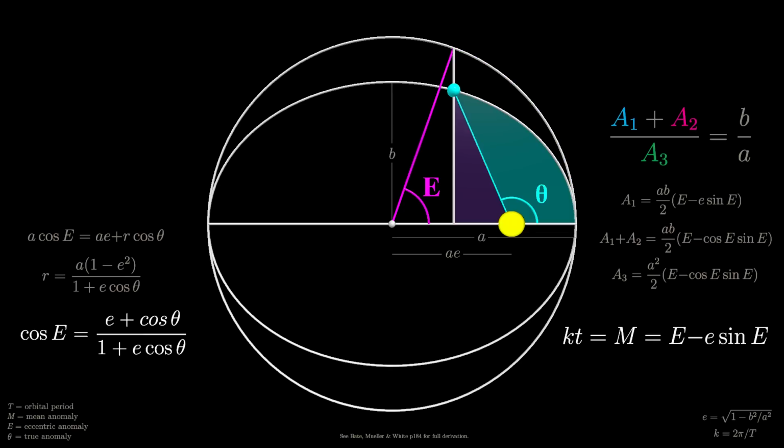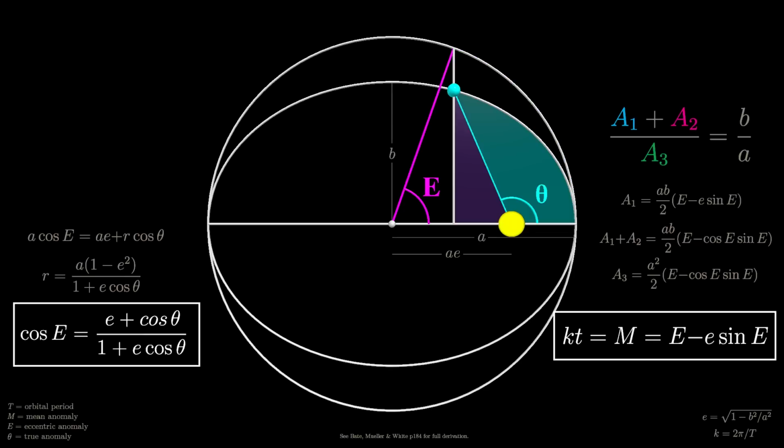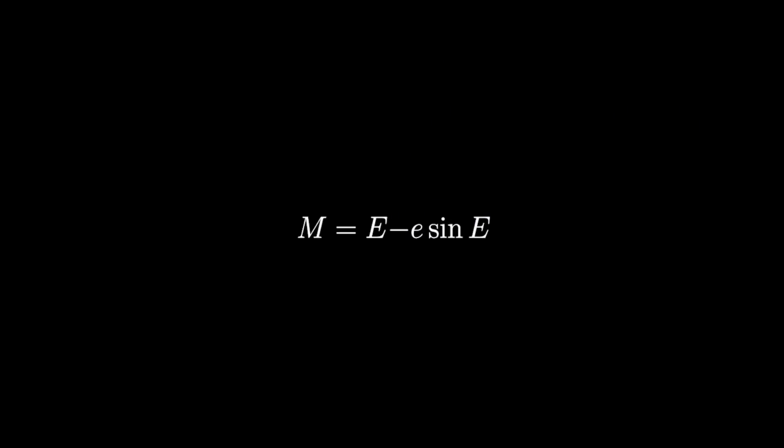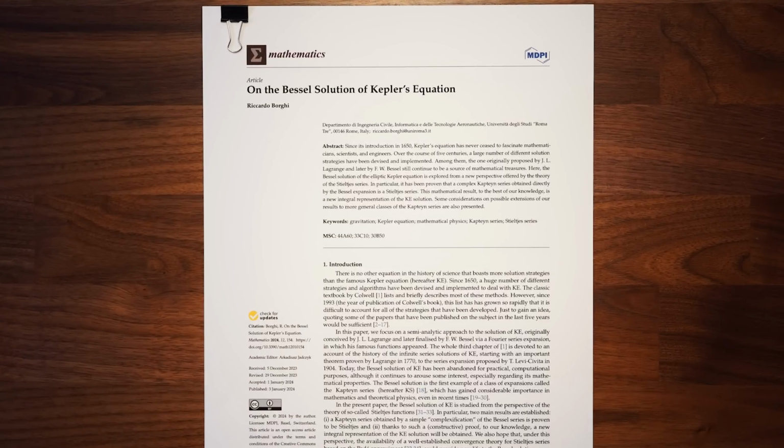With some algebraic manipulation, we arrive at a pair of equations, one that connects time to the central angle E, and one that connects E to theta. Now, to do much useful astronomy, we need to be able to solve for E in the first equation, so we can predict where the planet will be at some future time t. Kepler wasn't able to solve this equation when he discovered it in 1605, and we've literally been trying ever since. Here's an attempt from 2024.